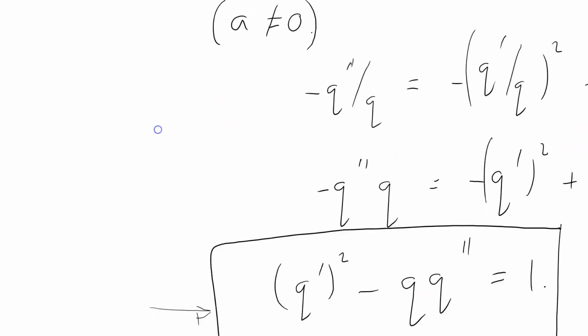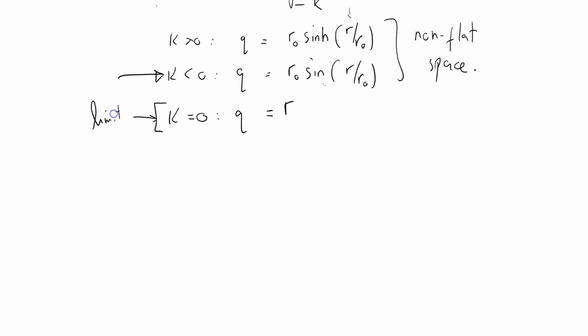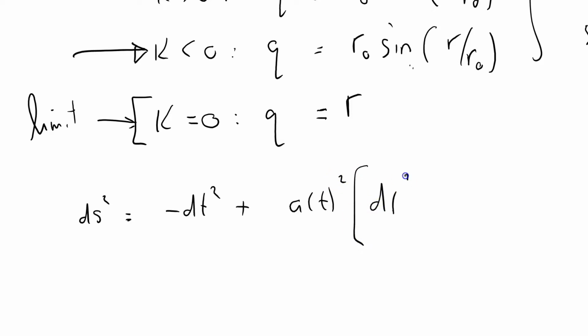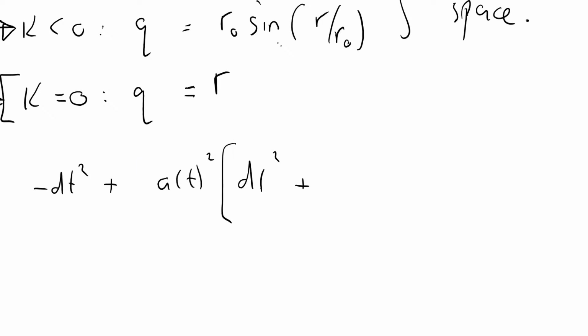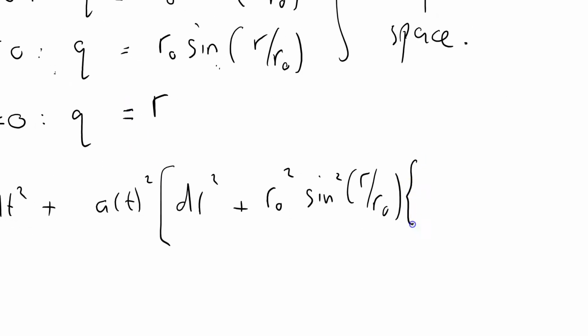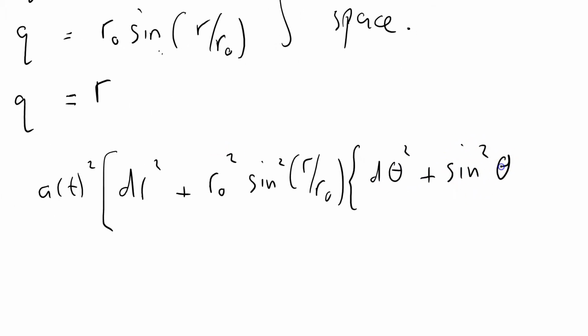Right, so let me just pinch in a little bit. ds squared equals minus dt squared plus a of t squared times (dr squared plus, and now I can substitute for q, r0 squared sine squared r over r0, remember I'm doing the k less than 0 term, times (d theta squared plus sine squared theta d phi squared)). Close curly brackets.